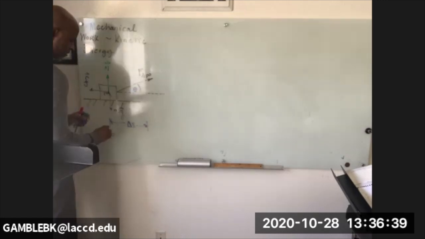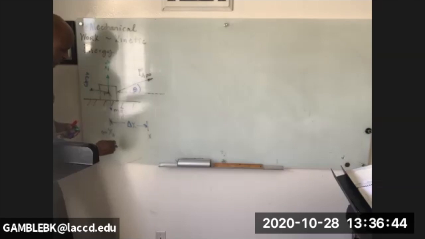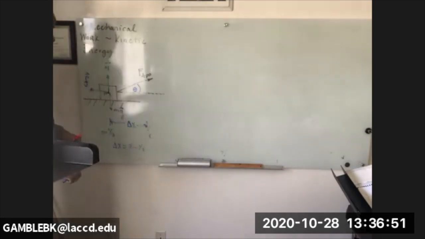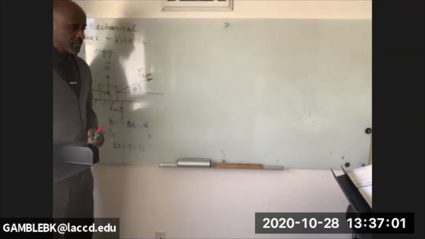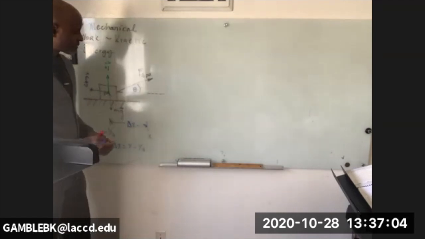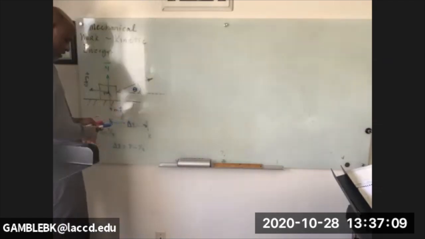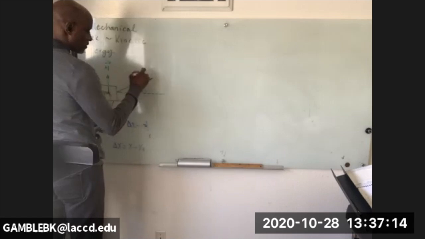This is x naught, and you can make it 0 if you want. And this is x. So delta x, of course, any delta quantity is always final minus initial. So delta x is actually x final minus x initial. Okay? So mechanical work is defined as essentially the force, and let's make it tension, just so I don't have to keep writing F sub AP. So we'll make this just tension, T. So that's our force.